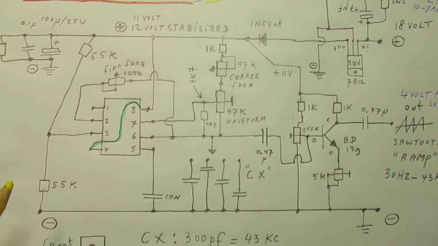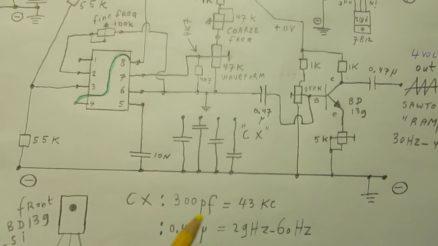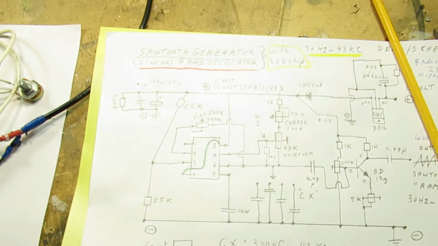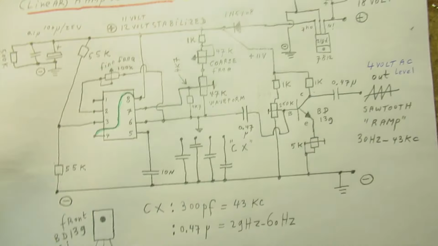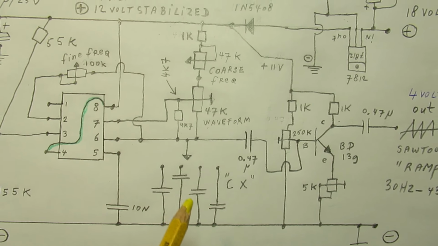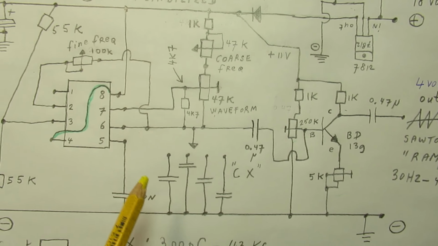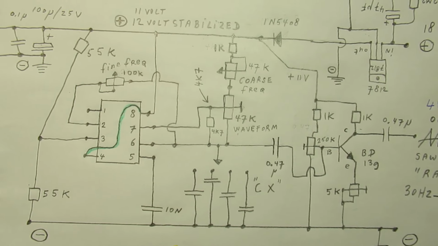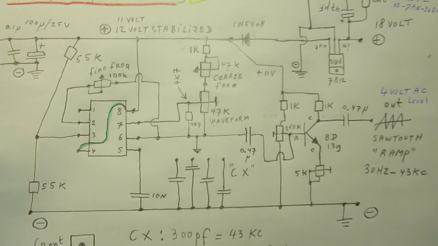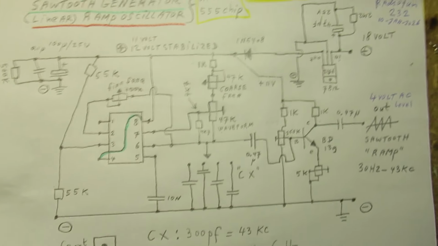And well, here of course you can use a rotary switch with all kinds of different capacitors, and with that rotary switch you can switch to different frequency bands, combined with the fine tuning and the coarse tuning of the frequency.